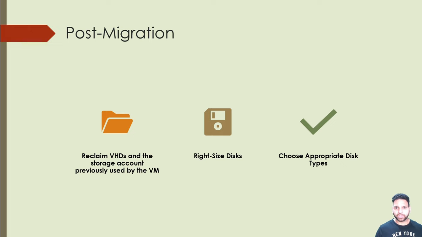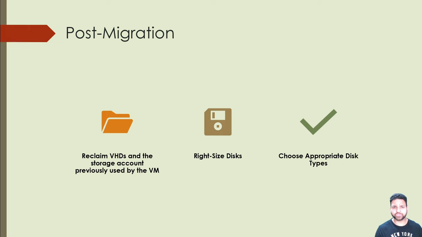So that's why before the migration, you need to log in to the virtual machine and check how much the utilization is there. If you think there is an over-provisioning being done in the older disk, then the suggestion is after the migration, shrink those disks first in the operating system and then at the disk level. And this will save you from any bill shock.